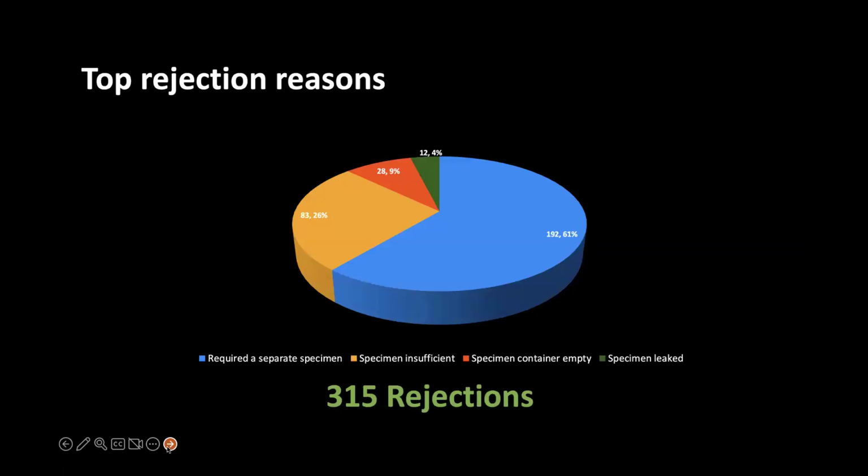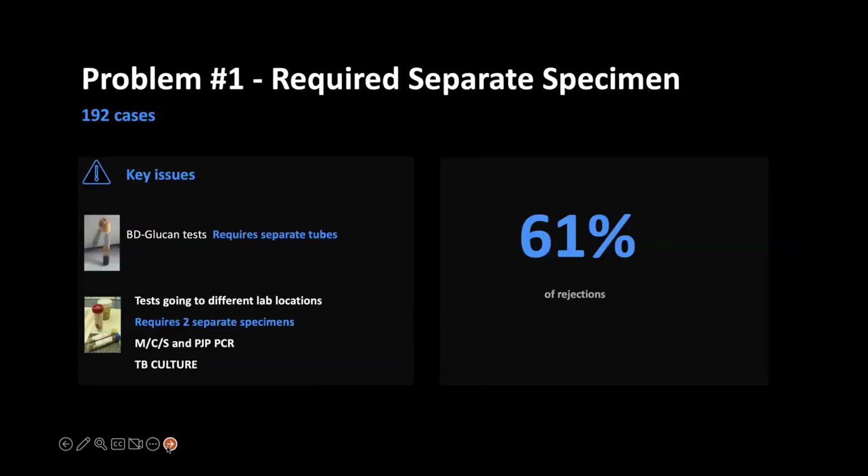The main causes of rejections were, so the 61%, which was the majority, were because a separate specimen was required. Insufficient sample volumes accounted for 26%, and 9% of the rejections were due to empty specimen containers being received, and 4% were due to leaking specimens. Can move on.